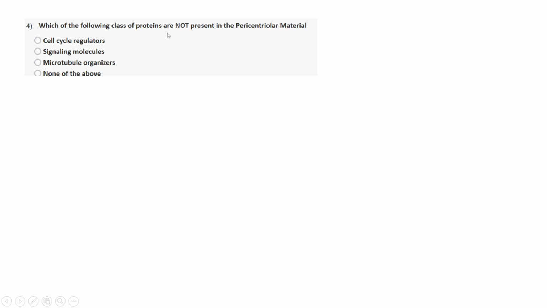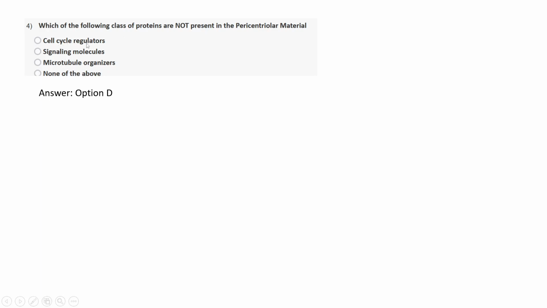So this is another question. Which of the following classes of protein are not present in the pericentriolar material? Pericentriolar material is present inside the centrosome. Centrioles are there, and centrioles are covered by this pericentriolar material, in which there are many cell cycle regulator proteins and all the other proteins which help in the division process. So the correct option is none of the above, because all are present.